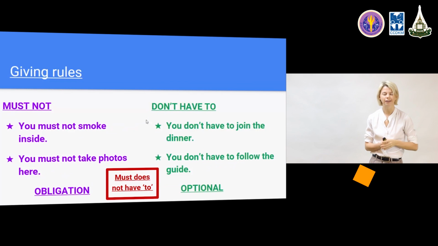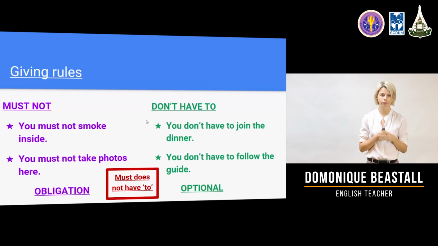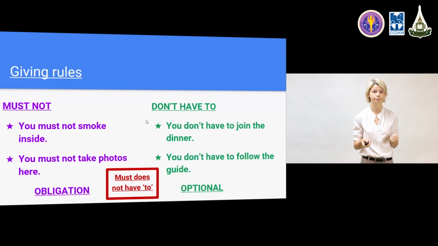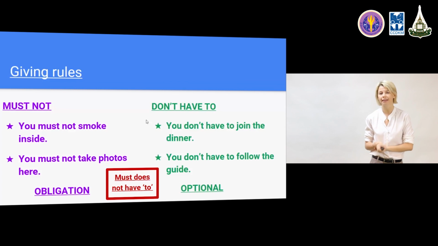This is where things can get confusing because if you put must in the negative and have to in the negative, the meanings change. They are not the same meaning anymore. They are not synonyms. They now have a different meaning. Must in the negative is still obligation. But if you look at don't have to, we've now changed the meaning to something that is optional. Yes, that does sound confusing. So let's look at some examples.